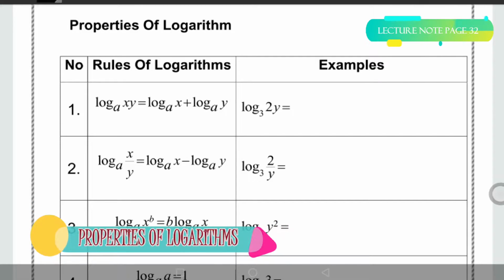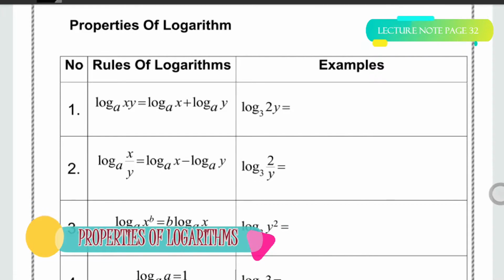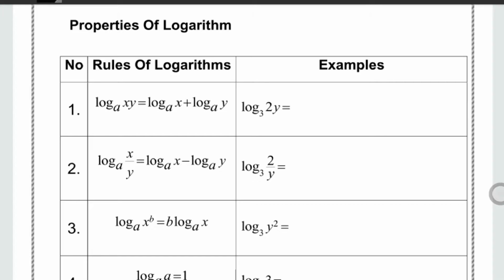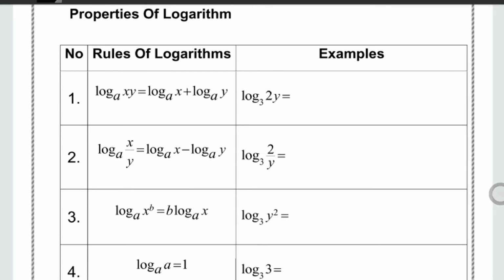In this video, we are going to learn about rules of logarithm. We can use these rules of logarithm to solve equations involving log.